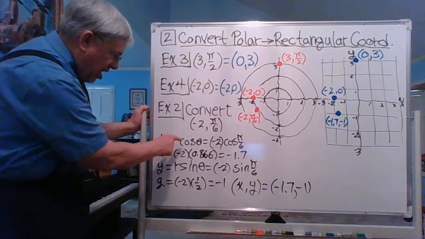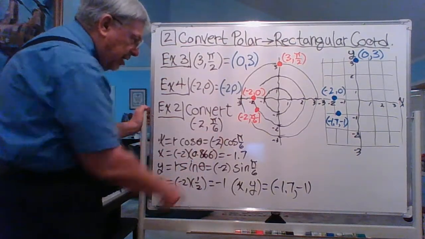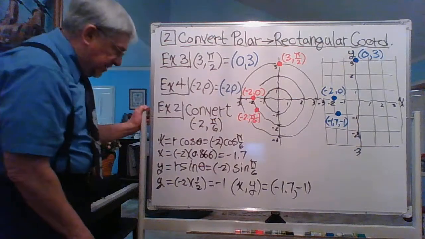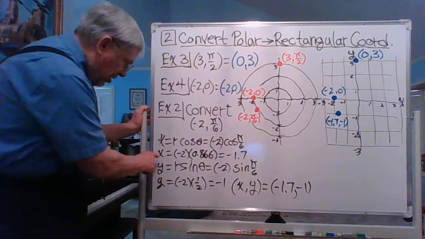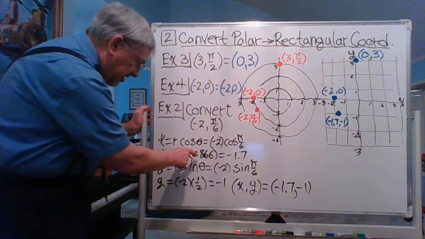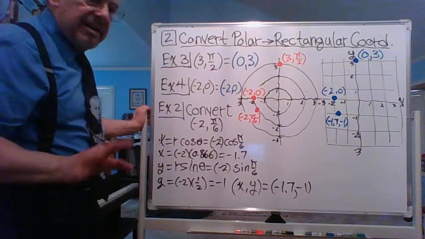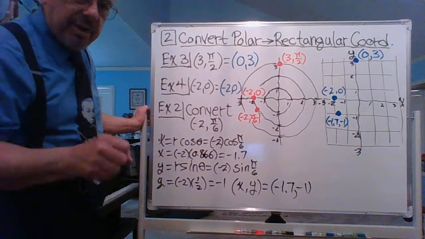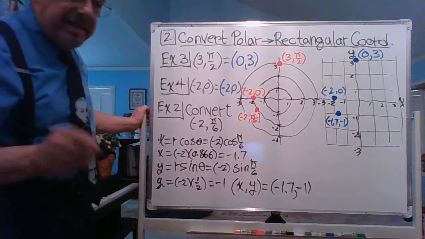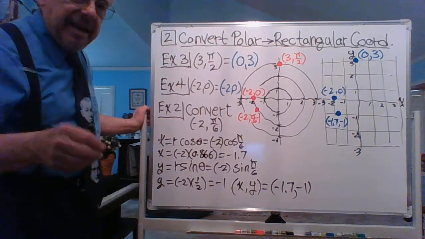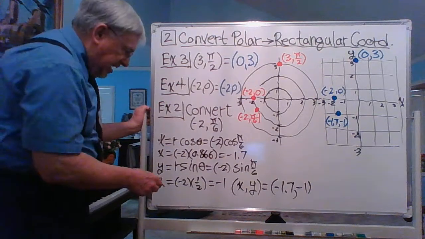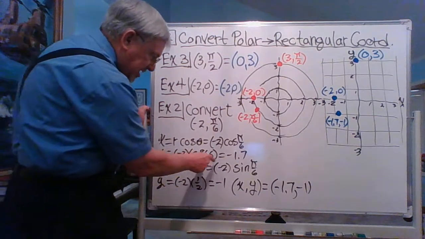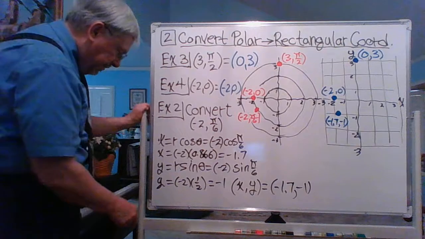So x is equal to r cosine theta, or r cosine pi over 6. So x is equal to -2 times 0.866. So in the book, the answer will be in radical form, square root of 3 over 2. But I put the decimals in there so I can get an x value that I can plot. So that's -2 times 0.866, which is -1.7.